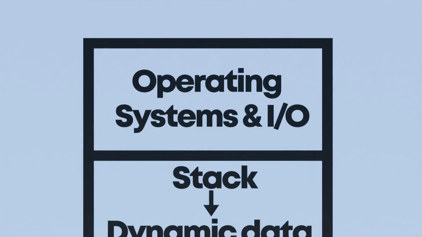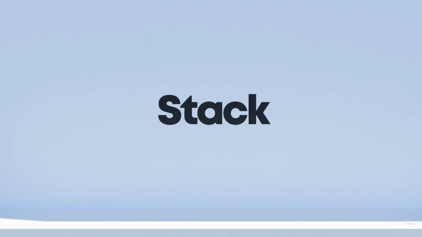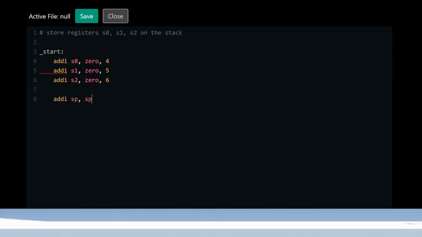That was a lot of information, so let's try out some of these new structures, starting with the stack. Let's first simply try to store registers S0, S1 and S2 on the stack. Let's set them to 4, 5 and 6 respectively. First, we want to allocate enough memory on the stack. We have 3 registers, which are all 4 bytes wide, so that brings us to a total of 12 bytes of memory we want to store.